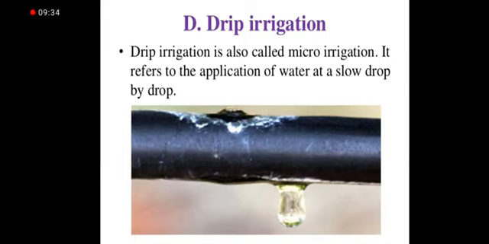Next, we have drip irrigation in the subsurface irrigation. This is also an underground method. Drip irrigation is also called micro irrigation. It refers to the application of water slowly, drop by drop.